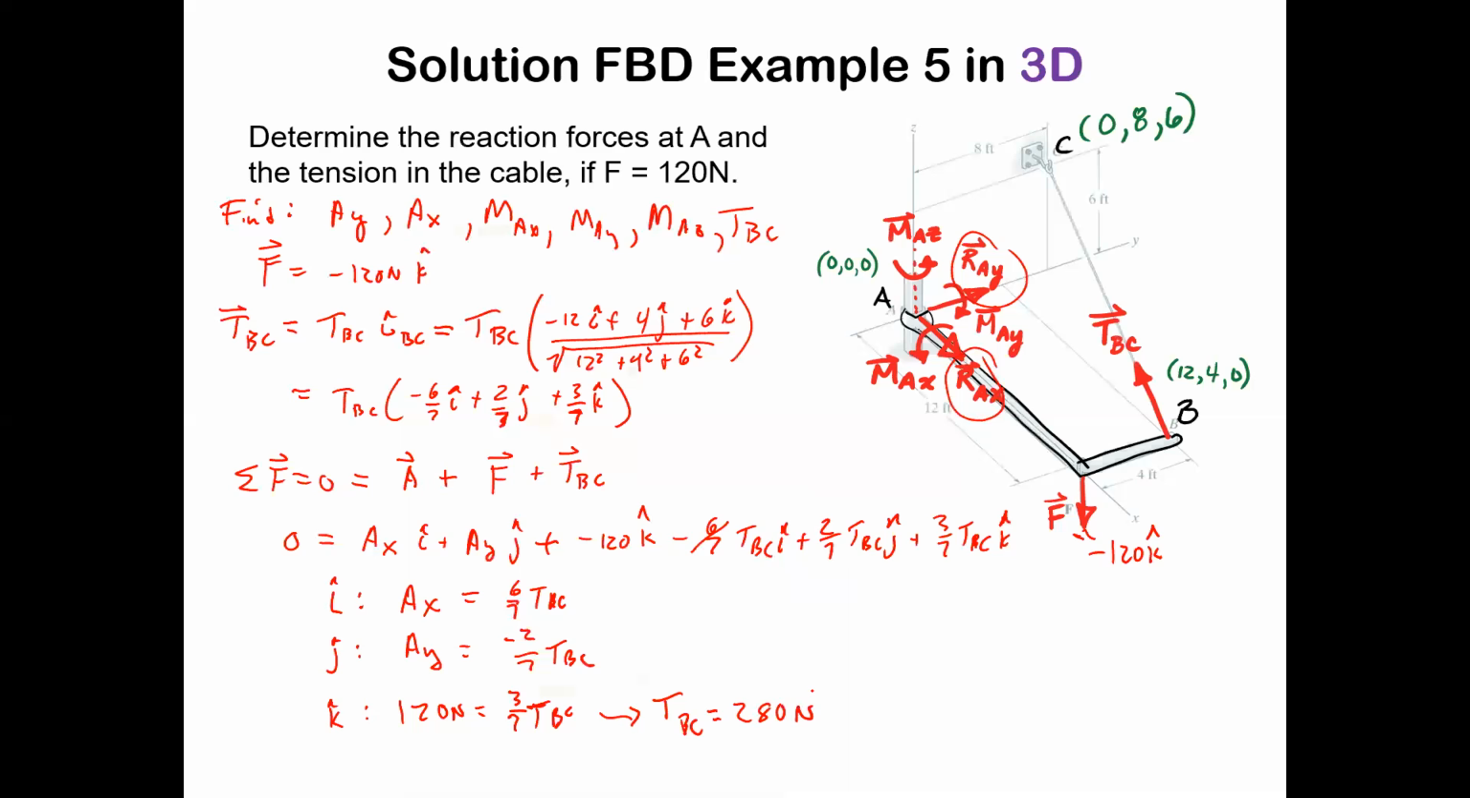And we can move up. Now that we know TBC, we know that AY has to equal minus 80 newtons. And finally, AX has to equal 240 newtons.